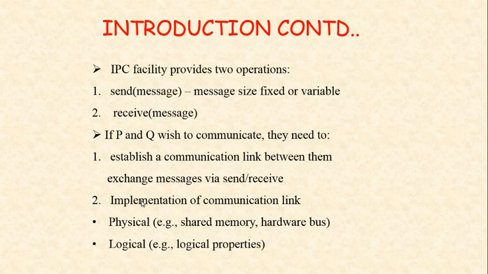Cooperating processes require an inter-process communication mechanism that will allow them to exchange data and information. IPC facility provides two operations. One is sending messages, the other one is receiving messages. While sending messages, the message size can be fixed or variable. If P and Q wish to communicate, they need to establish a communication link between them and then implement this link. Implementation of the link can either be a physical process like shared memory and hardware bus or logical implementation.